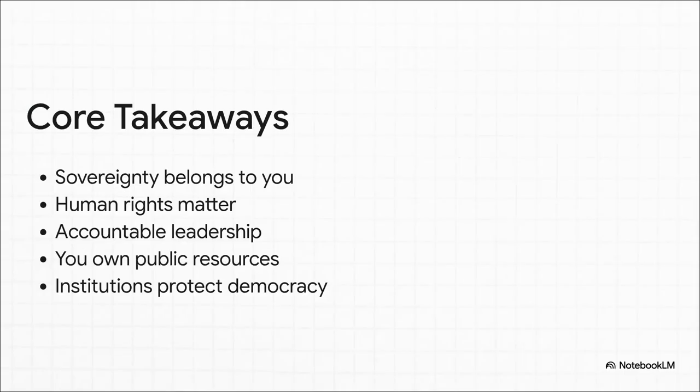As we wrap up this explainer series, from Chapter 1 all the way to Chapter 17, these are the 5 core takeaways that pulse through every single page. Sovereignty ultimately belongs to you, the people. Your human rights and fundamental freedoms matter deeply. Leadership is a service that demands strict accountability, not a privilege. Public resources belong entirely to the citizens, and independent institutions are the vital guardrails of our democracy.